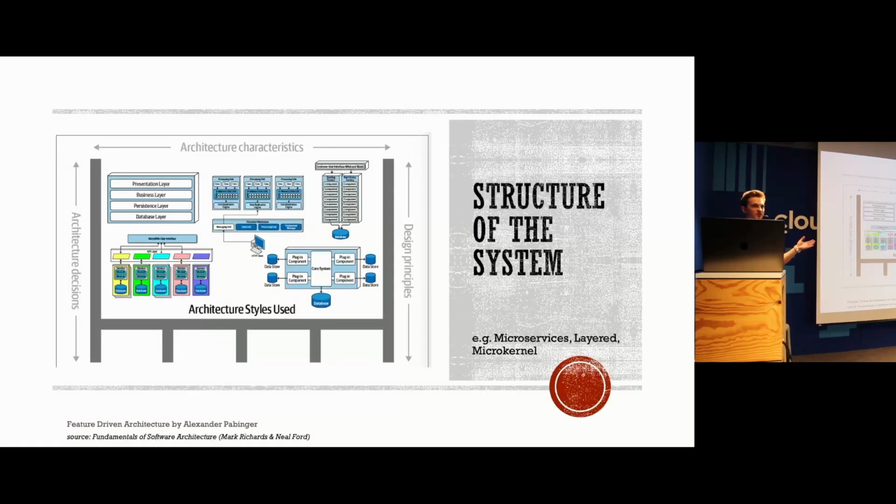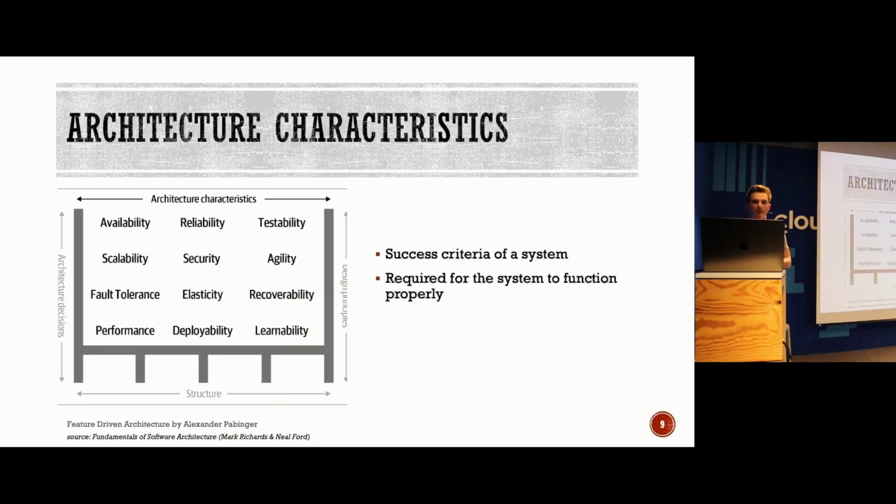And the structure of the system is, as you all know, like microservices or layered architecture. You see it at the top left. Here we have a layered architecture. We have a microservice backend, but the monolithic user interface, no micro frontends. We have a plugin architecture. This is what is called the structure of the system, not the software architecture. What are architecture characteristics? You can see them as success criteria of a system.